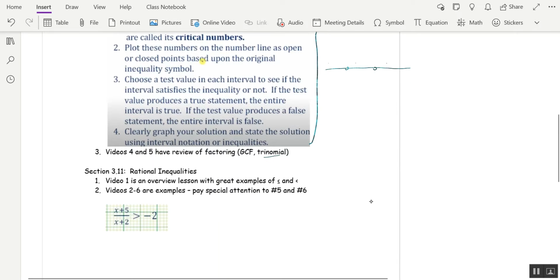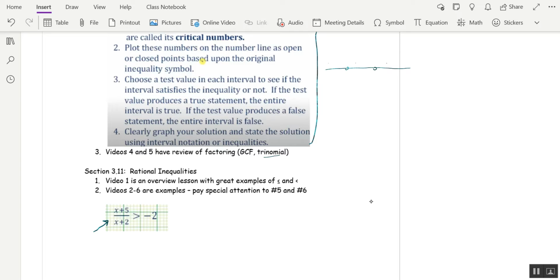So now remember, a rational function is one that's a quotient of polynomials. So you'll be solving things like this. And video 1 is an overview lesson. So it's about 12 minutes, and it just gives you an overview of what you're going to be doing.